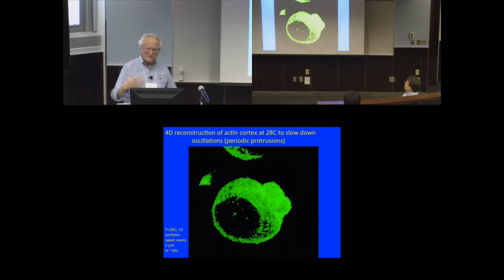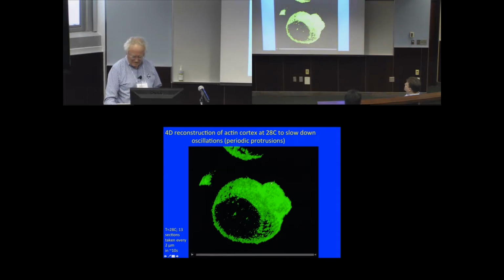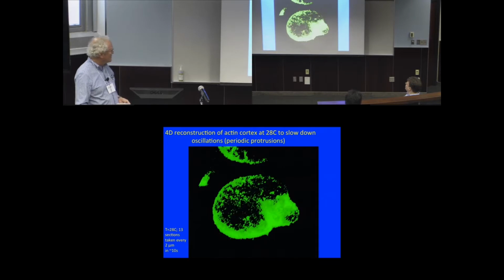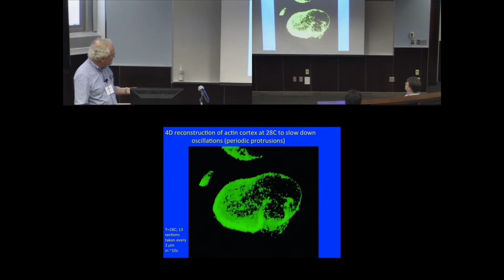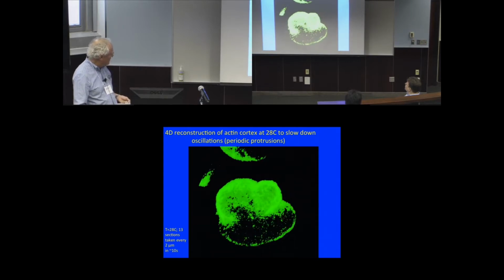Now, we can visualize this in 4 dimensions, that is, taking rapid slices in a confocal microscope, slowing down the phenomenon. And we're now looking at the cortex again with LifeAct, and this is a 3-dimensional reconstruction as a function of time. You can see what we call a periodic protrusive phenotype here, where the protrusion is coming out here.